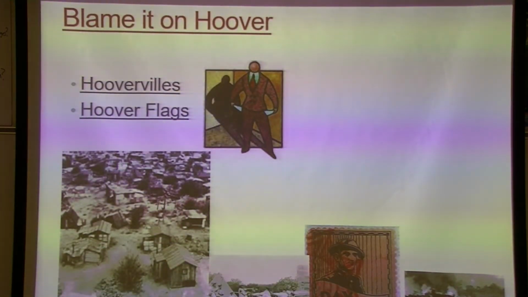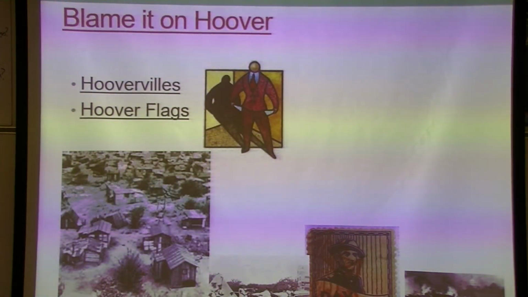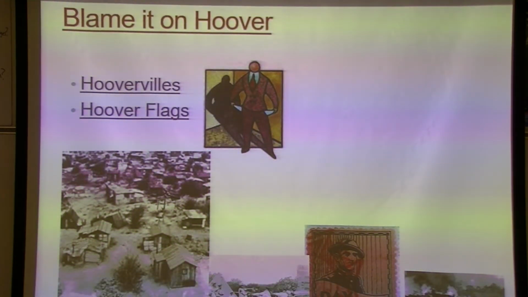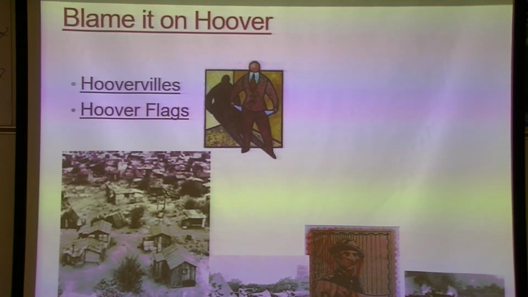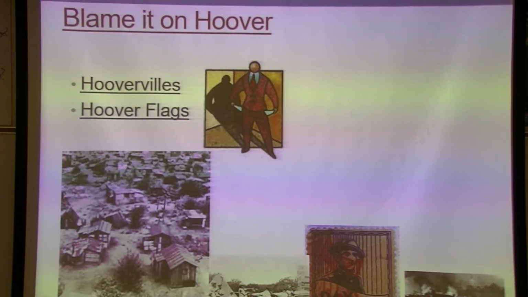Things were being blamed on Hoover. If you lived in a shack like a lot of the homeless people did, they were called Hoover shanties. When you have a group of Hoover shanties, that's what was called a Hooverville. People would walk around with their pockets out of their pants, like little flags, which were called Hoover flags. Again, you were blaming it on Hoover.